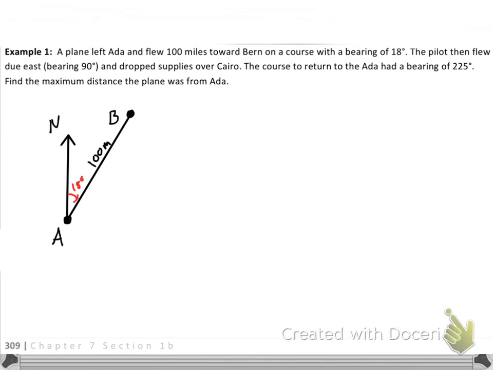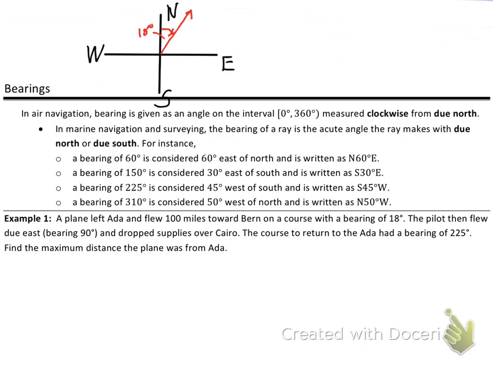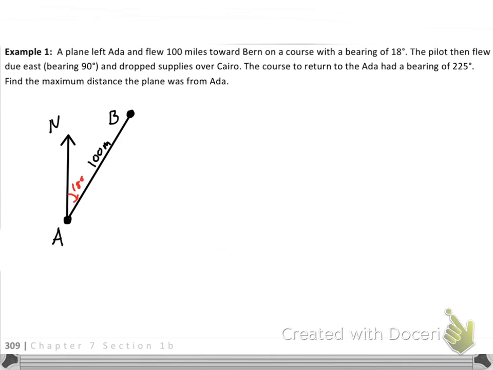All right, once we got to Bern, he flew due east, which is a bearing of 90 degrees. So he's going straight east, which is also called a 90-degree bearing, because if you picture 90 degrees off, I'm going due east. So we're just going to draw a straight line due east. And he's going to reach Cairo, which I'm going to call C. Huh, a triangle named ABC. Actually, the first time you've seen that.